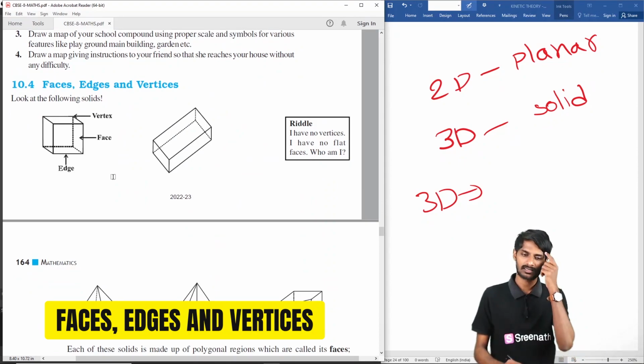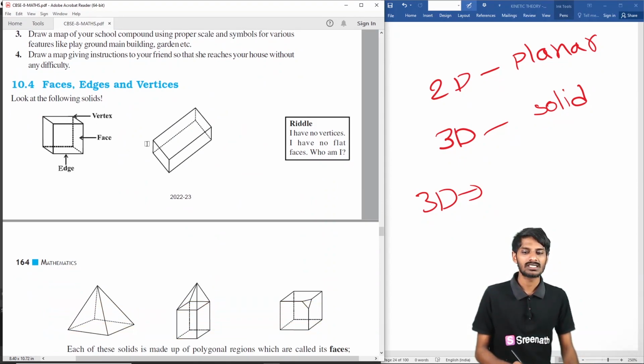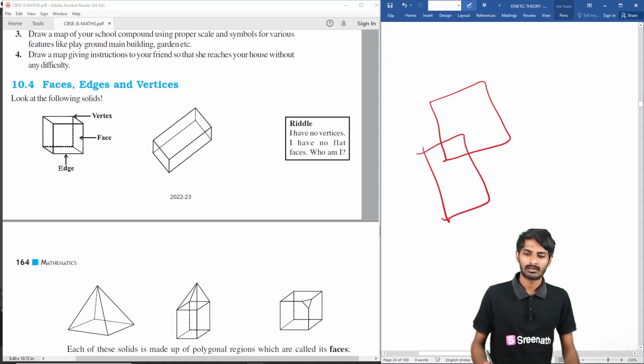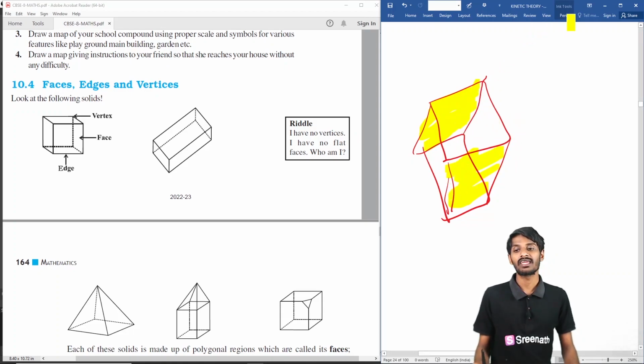Face, edge and vertices. This is the 3-dimensional object which we know. So which is the face? I have already shown you in the previous class, I will show again. So what are the faces here? It is the top face, the bottom face, and these are the sides, 4 sides. These are the faces. What are those, friends? Faces.